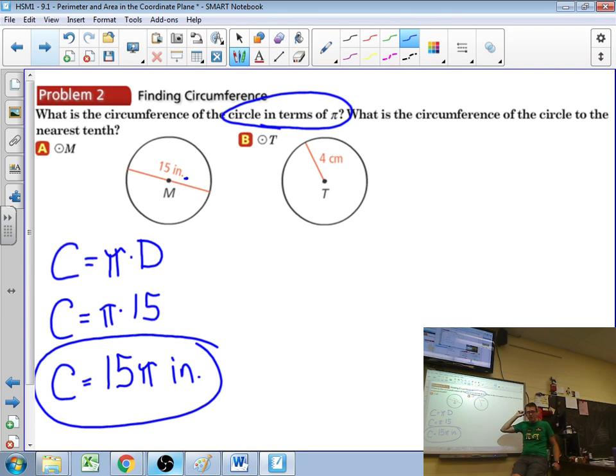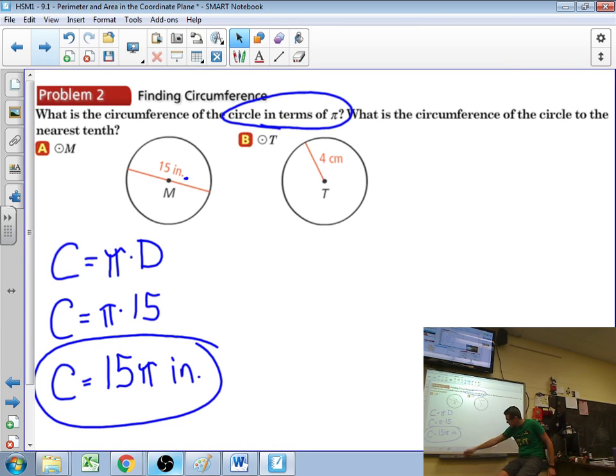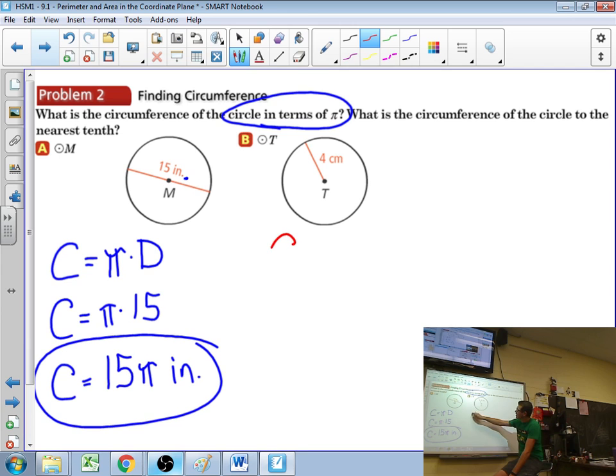So try B on your own. Pause the video. Otherwise, I'm going to dive in. I'm going to show two different methods here. Because I have the radius, I'm going to show the method using the radius, but I can also use the radius to find the diameter.